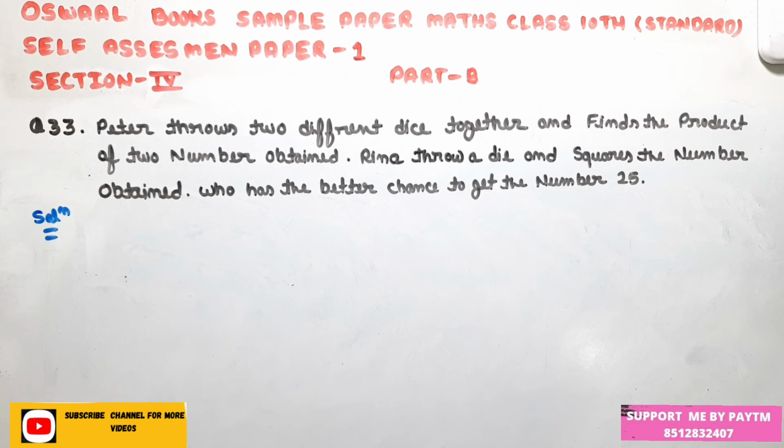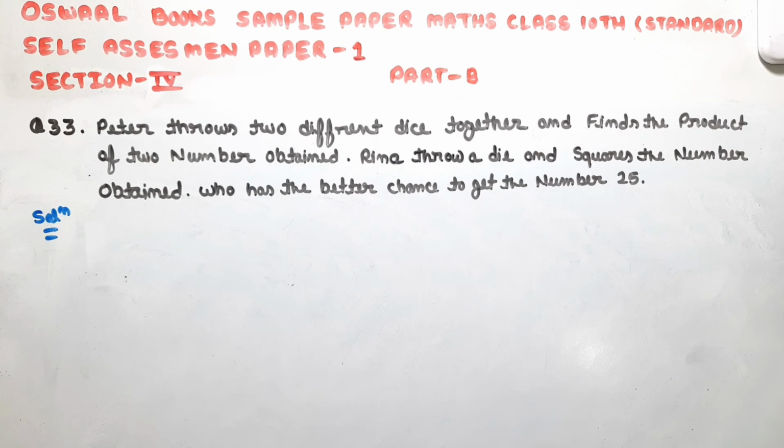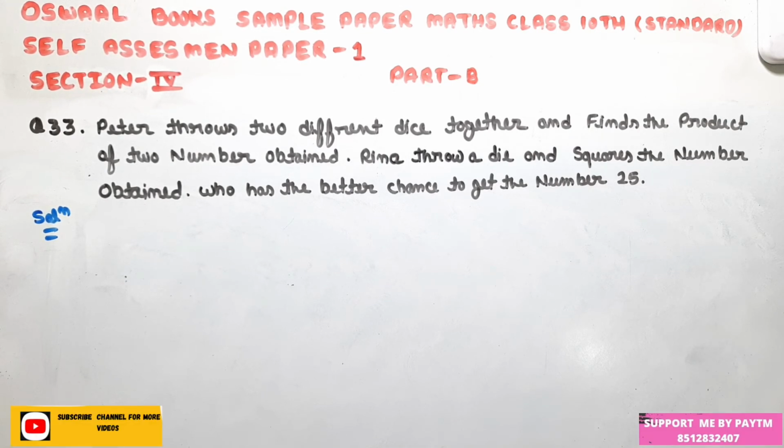Question number 33. Peter throws two different dice together and finds the product of the two numbers obtained, while Reena throws a dice and squares the number obtained. Who has the better chance to get the number 25? This is a problem based on probability. So we will calculate the probability of Peter and Reena separately.